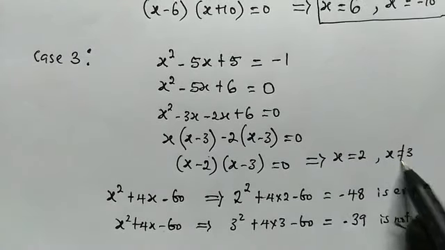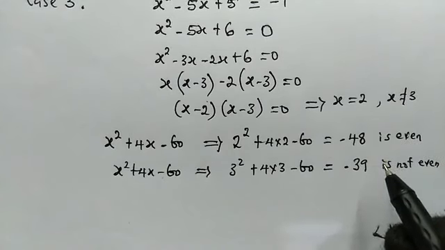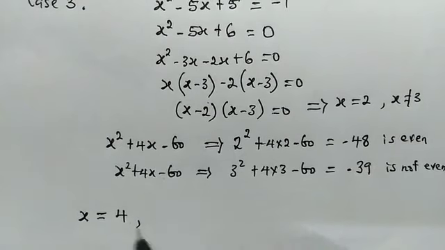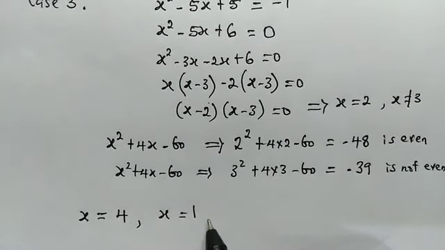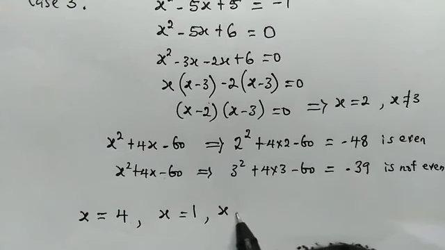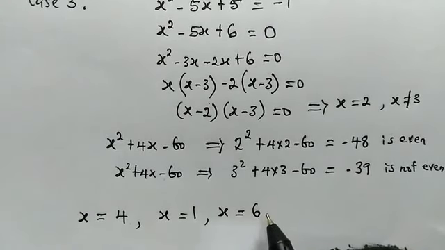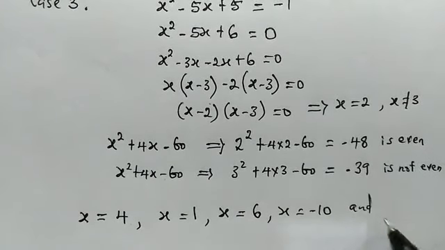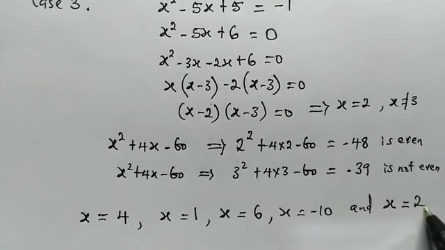So here we come up with these solutions, and we have 5 good solutions to this problem. So we have x is equal to 4, x is equal to 1, x is equal to 6, x is equal to negative 10, and finally x is equal to 2.